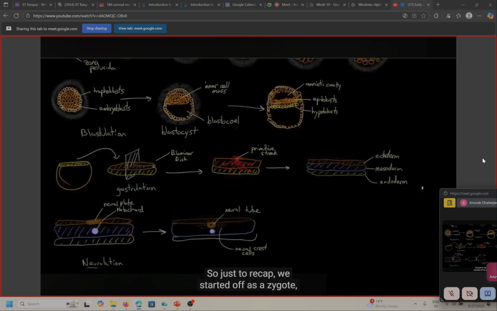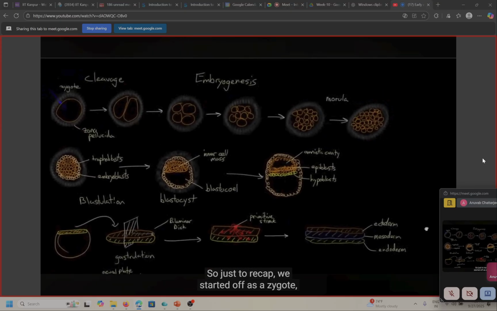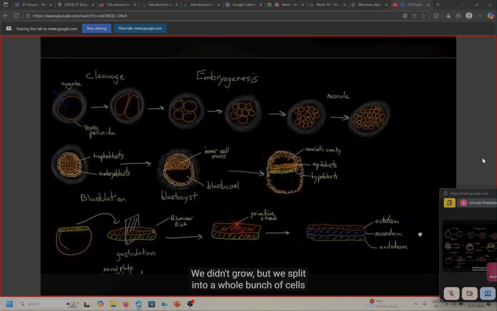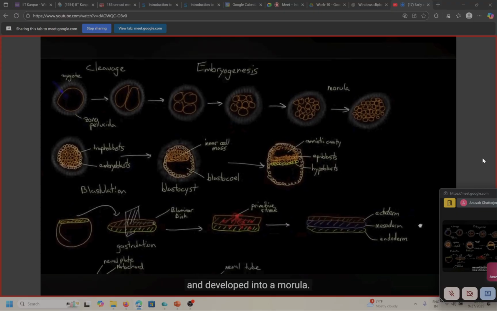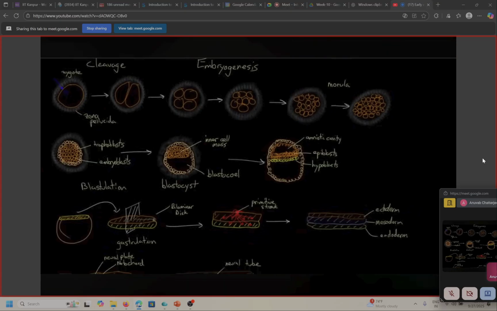our early embryogenesis is complete. So just to recap, we started off as a zygote, a single cell that was fertilized by a sperm. Cleavage happened, we didn't grow, but we split into a whole bunch of cells and developed into a morula.